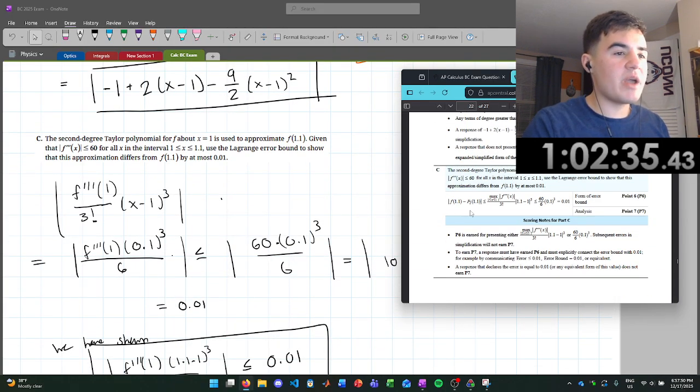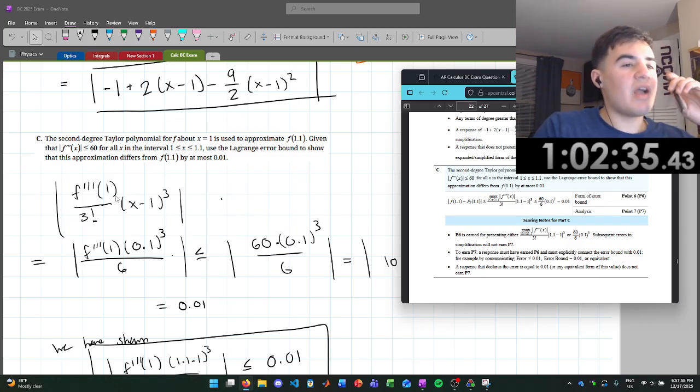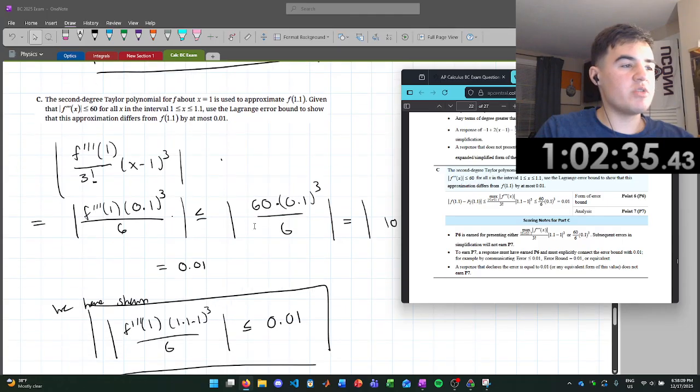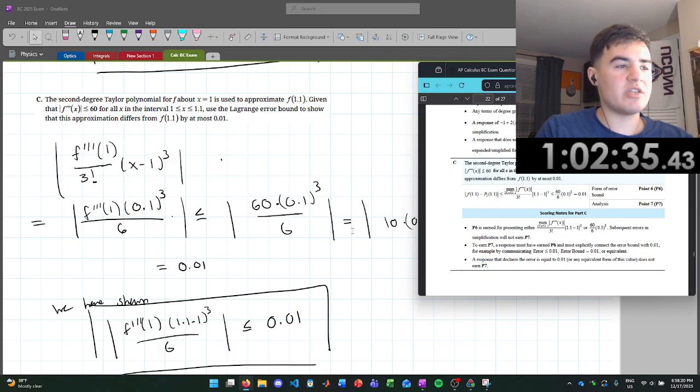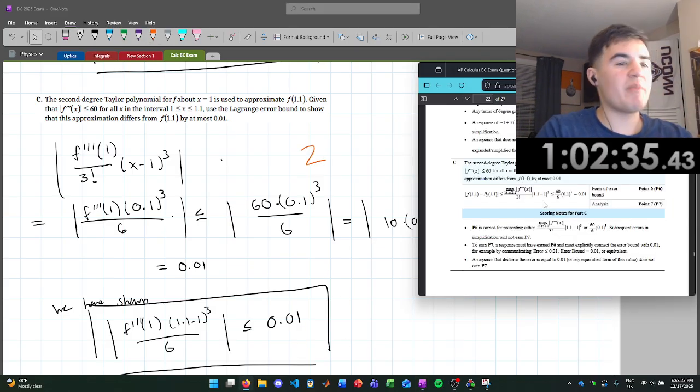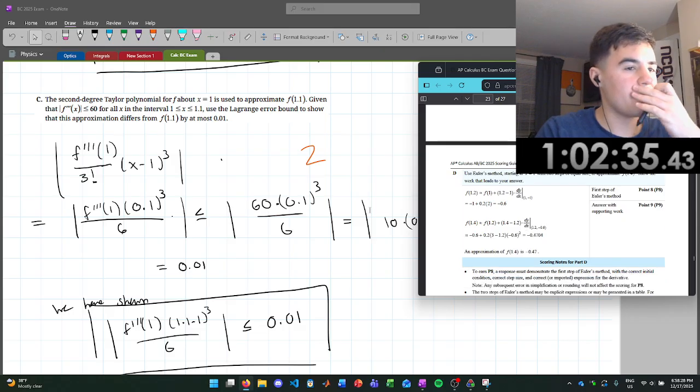We got f of that minus p2, which is equal to the max of f triple prime over 3 factorial. So instead of writing that, I wrote f of triple prime of 1, which is technically wrong. It should be the max along that interval over 3 factorial times x minus 1 to the cubed is less than or equal to 60 times that. I think that counts because I show that this term is less than or equal to 0.01. So I think that's 2 points, but I should have remembered that it's the max of the derivative along the interval.